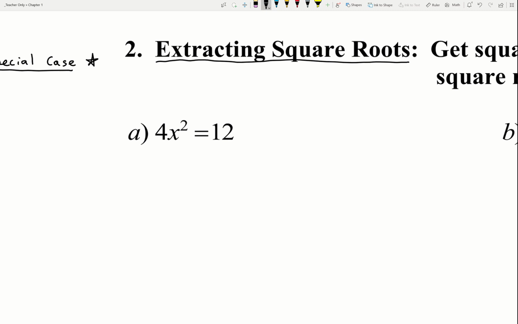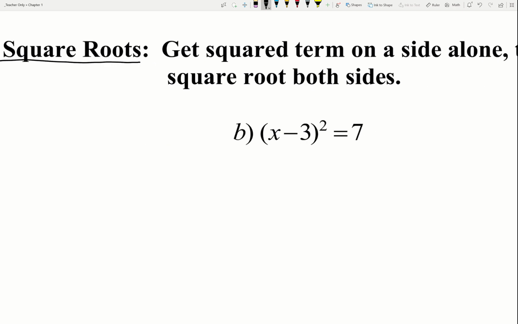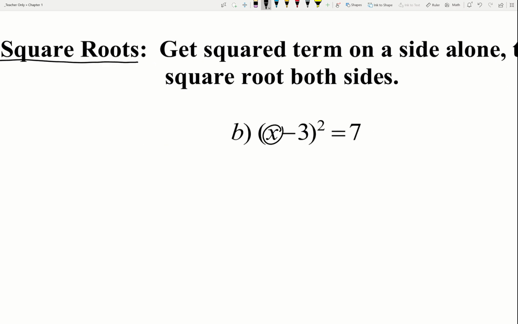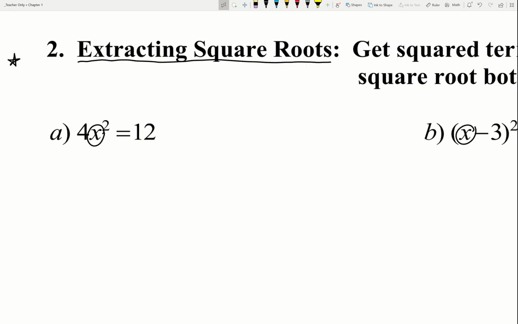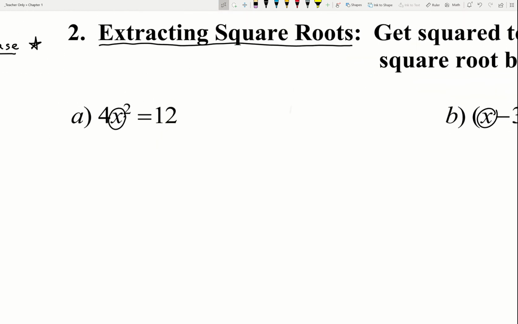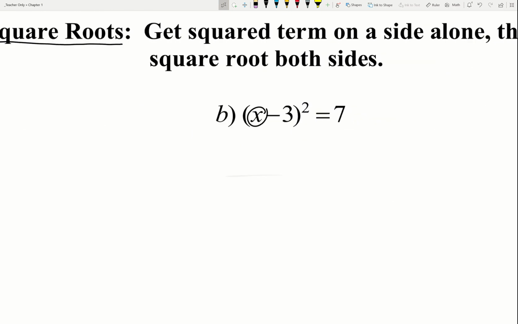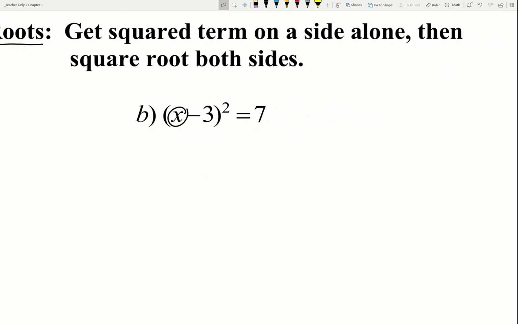But for extracting square roots, you have the green light to apply that method if you have an example where x only shows up in one term, okay? So only once there in example A and only once here in example B, okay? So whenever x only shows up once, that's when you have the green light to actually perform this method. So let's actually go through and do this method, right? So what does it say up here? It says get the squared term on a side alone and then square root both sides, okay?